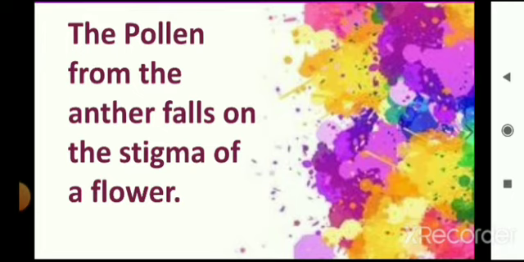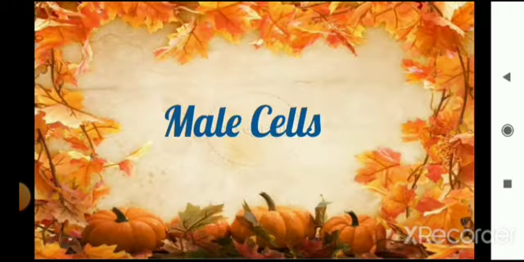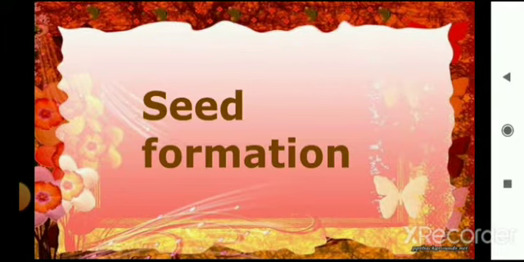Now, come to the next one. What is present in pollen grains? Do you know what is present in pollen grains? Male cells are present in pollen grains, right? Pollen grains are the male reproductive part of a flower. Clear? Now tell me, what happens after pollination? After pollination, seed formation occurs, right? The process of seed formation starts after pollination. Clear?